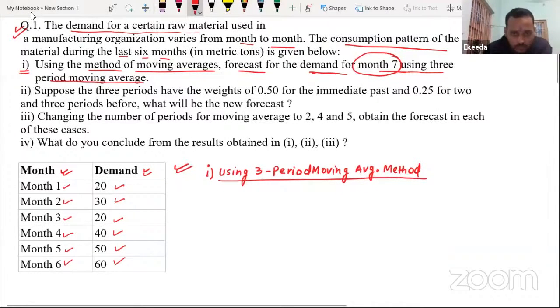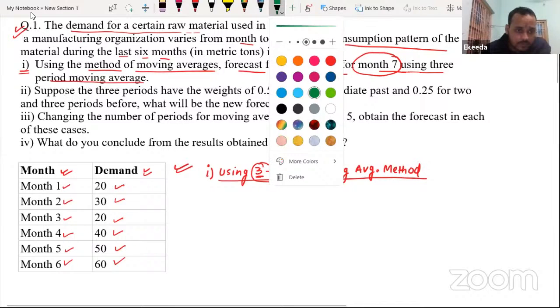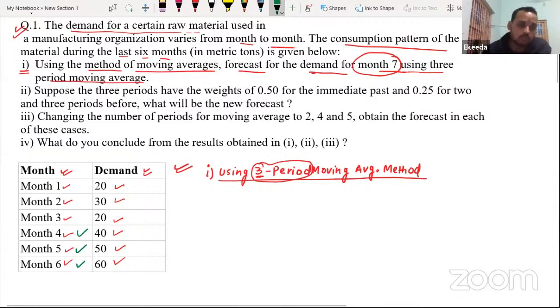Since it is a 3 period moving average, it is one of the parts of time series forecasting. In time series forecasting, we have got 4 classifications, and one of them is the moving average method. The 3 period moving average says that we have to use only 3 periods of data, only the latest demand. For the seventh month, the latest will be the 6th, 5th and 4th.